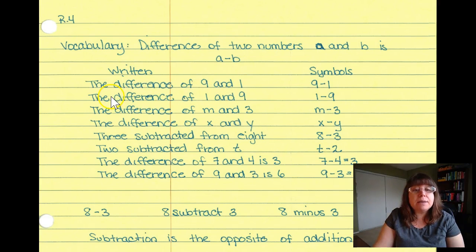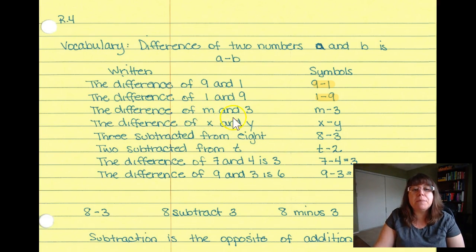And here are some more examples using difference. The difference of 9 and 1, in symbols, would be 9 minus 1. The difference of 1 and 9 would be 1 minus 9. And if you notice, the order matters. So whichever number I say first comes first. Because the difference of 9 and 1 is certainly not the same number as 1 minus 9.